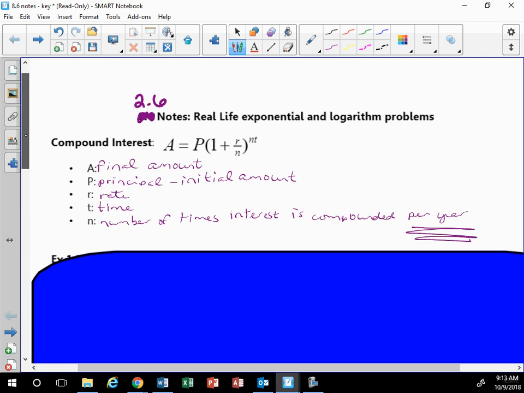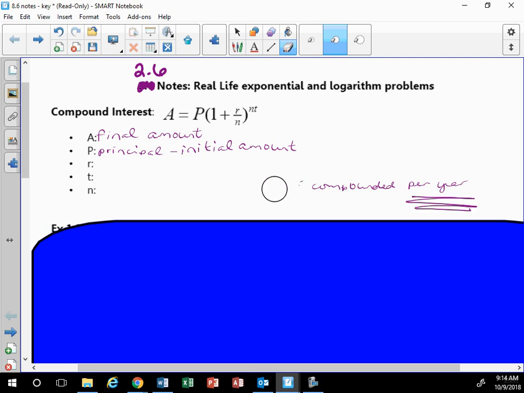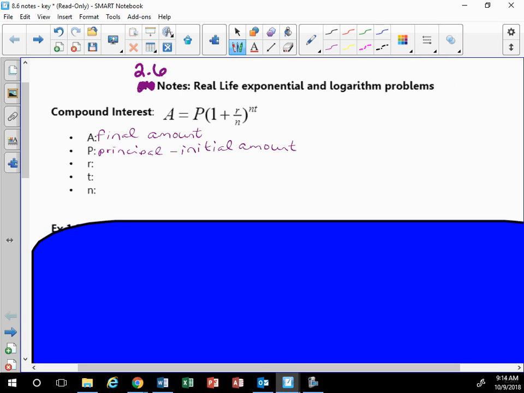All right, so let's write down what all these variables stand for. A there, that is the final amount. Like that's the amount you end up with at the end of your investment. P is the principal investment or the initial amount. So it's however much money you are starting with.